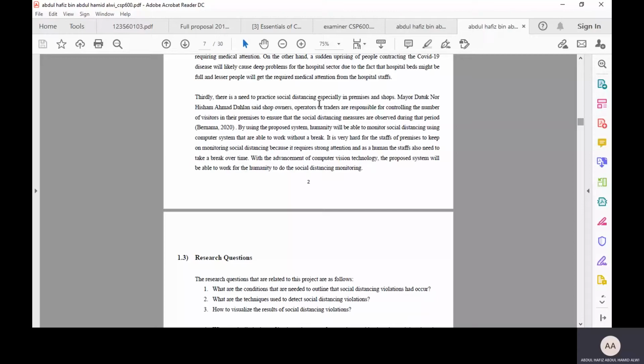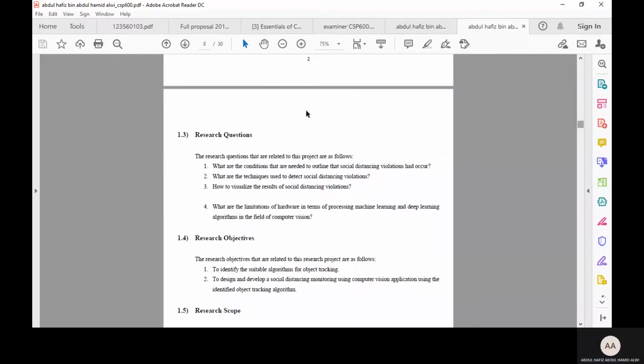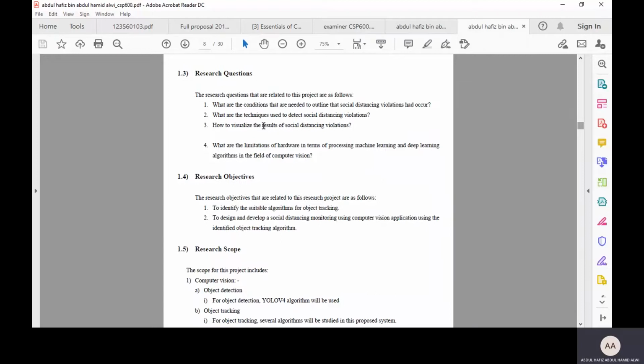Thirdly, there is a need to practice social distancing, especially in premises and shops. Research question: these are some of my research questions, and I think one of the most important is number two. What are the techniques used to detect social distancing violations? Because right now there are so many techniques in computer vision, and we have to identify the best one.